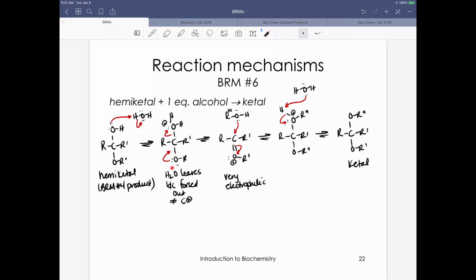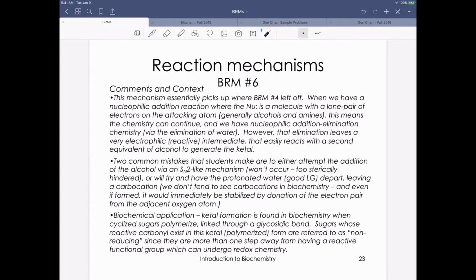So again, having that nitrogen or that oxygen atom here is really what's key. Having alcohols and amines as our nucleophiles. So two common mistakes I want to highlight here, and I'm going to draw these as mechanisms.